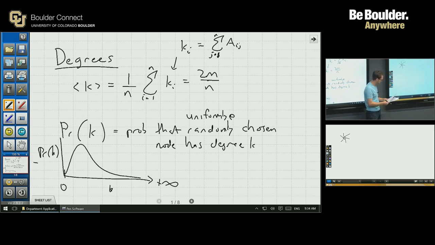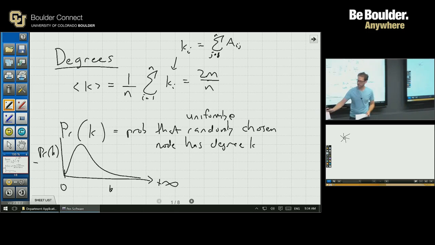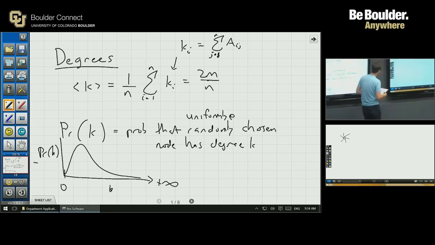Okay. Another property we think about is paths.